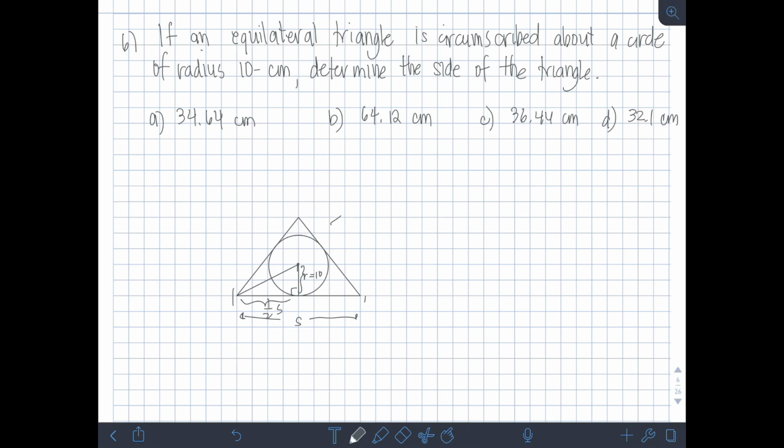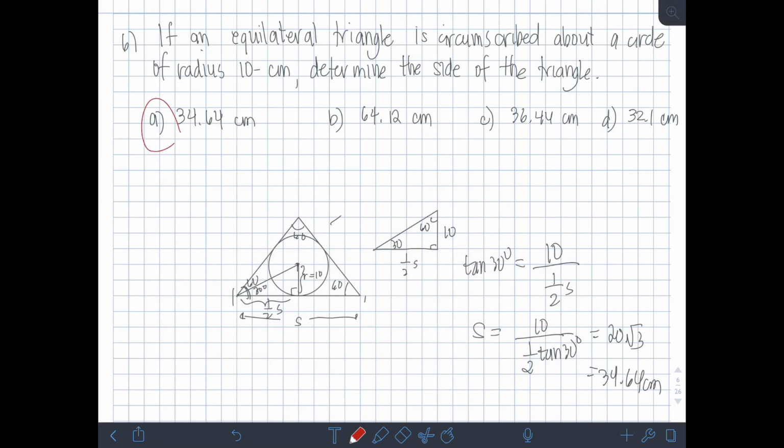So, 1/2 S. Okay? When the triangle is equilateral, the angles are 60, 60, and 60. This segment bisects this 60 angle, therefore it is 30. So we have a 30-60-90 right triangle with 1/2 S and 10. We can solve for S using the tangent function. Tan 30 is equal to opposite over adjacent, so 10 over 1/2 S. Therefore, S is equal to 10 over 1/2 tan 30 degrees. Our answer is 20 square root of 3, or approximately 34.64 cm. So, letter A.